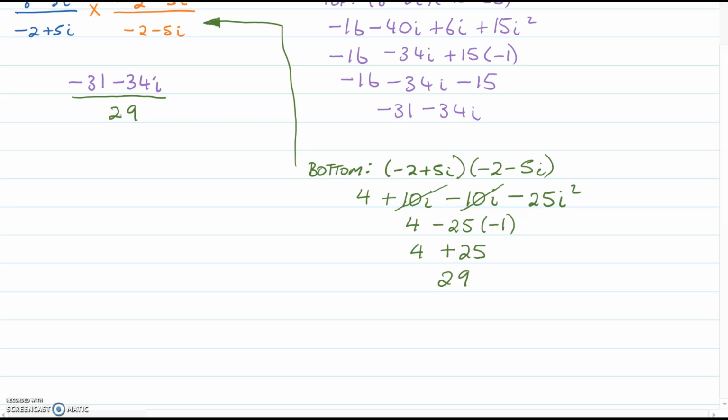And very often, to finish off, because it can be useful, people will split this up and write it as negative 31 over 29 minus 34 over 29i. If you do that, the important part is to keep the bottom under both the real part and the imaginary part. The bottom belongs to both the real part and the imaginary part. So there is our final answer.